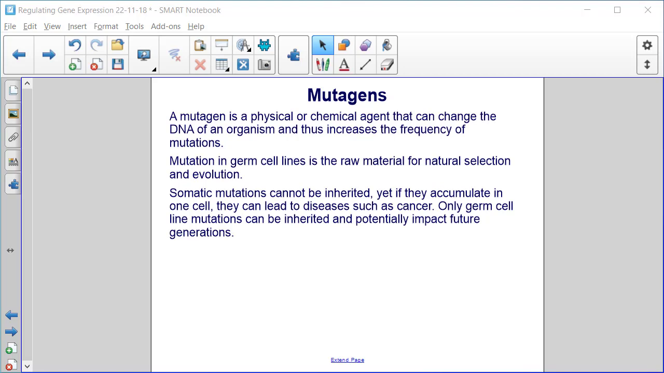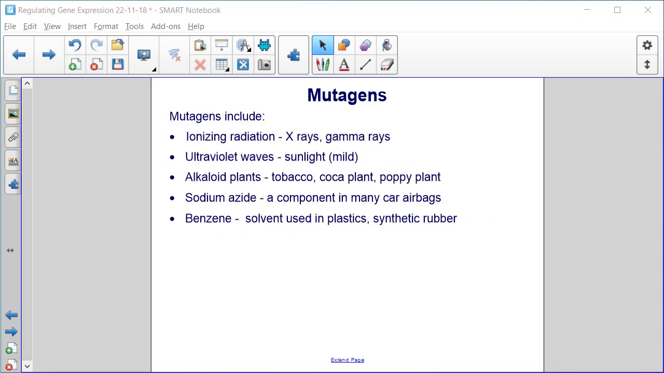Mutagens. A mutagen is a physical or chemical agent that can change the DNA of an organism and thus increases the frequency of mutations. Mutation in germ cell lines is the raw material for natural selection and evolution. Somatic mutations cannot be inherited, yet, if they accumulate in one cell, they can lead to diseases such as cancer. Only germ cell line mutations can be inherited and potentially impact future generations.